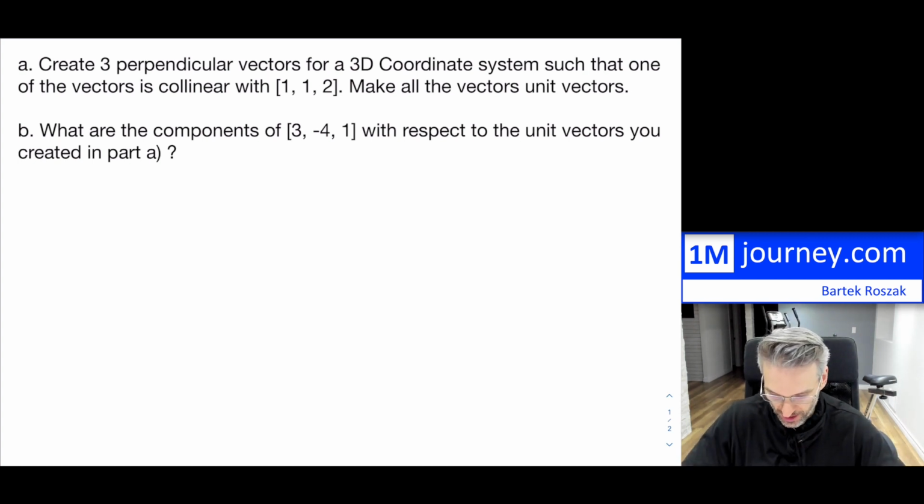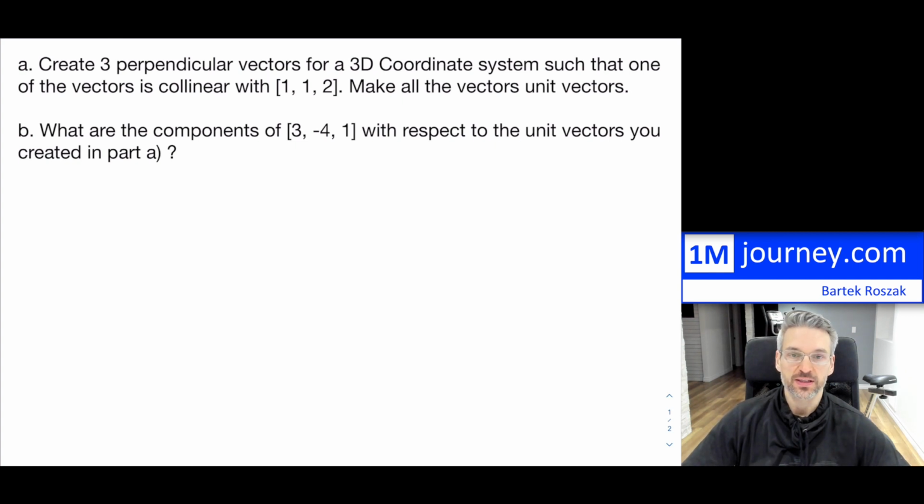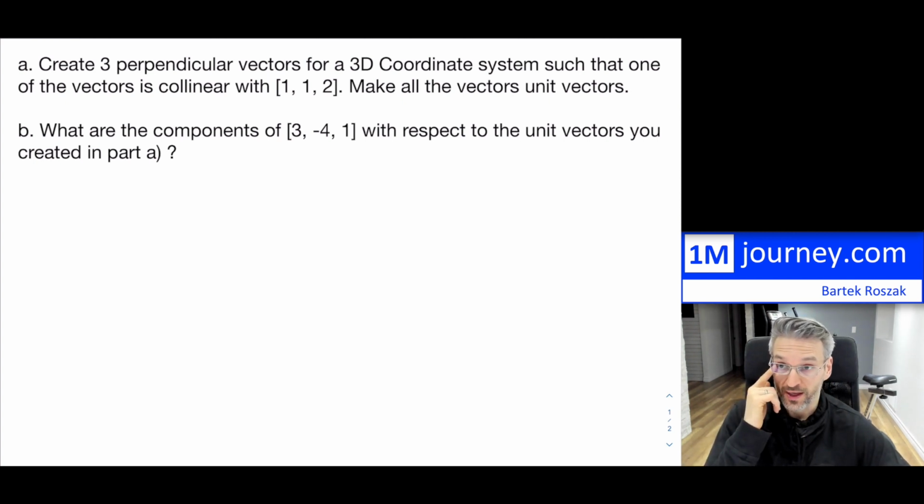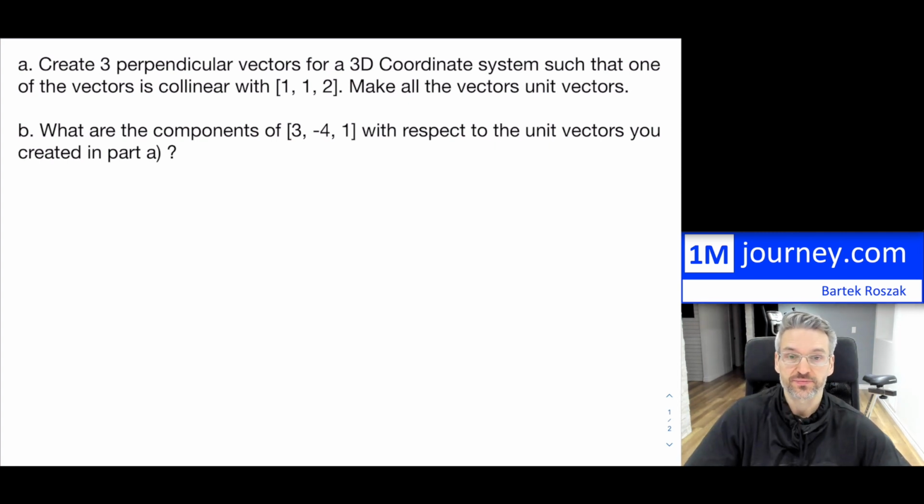So first let's take a look at part A, where it says create 3 perpendicular vectors for a 3D coordinate system such that one of the vectors is collinear with 1, 1, 2, and we want to make all the vectors unit vectors. Okay, so if we want to have 3 perpendicular vectors and one of the vectors be collinear, we can just take that vector, and we want unit vectors, so we can certainly divide by the magnitude and we'll get the unit vector itself.